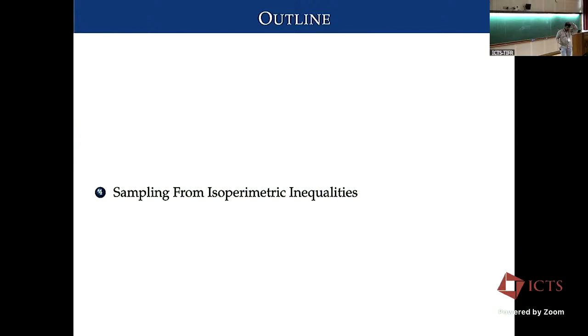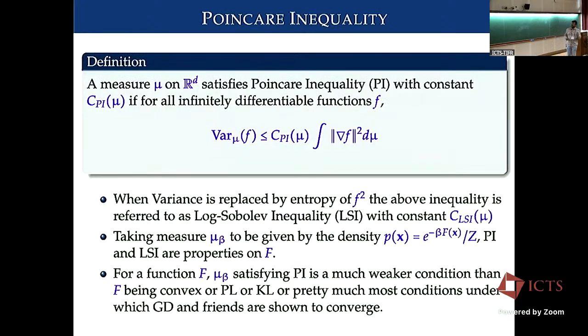Now the next thing that we want to switch to is sampling. Specifically, one of the main techniques, or main assumptions, used in sampling is some form of isoperimetric inequality. I'm going to do the simplest version. So we are going to think about measures that satisfy the Poincare inequality.